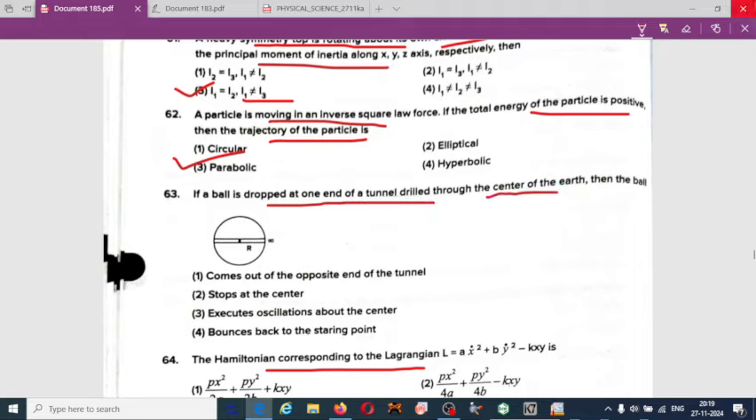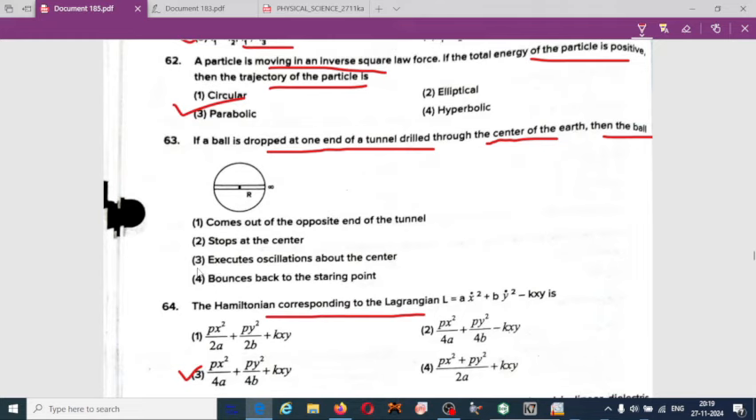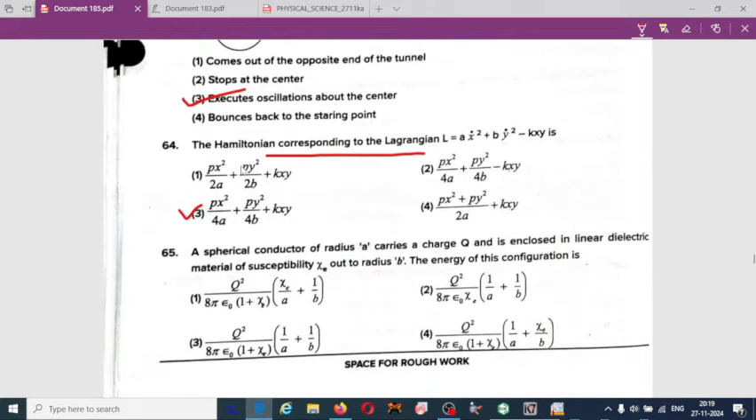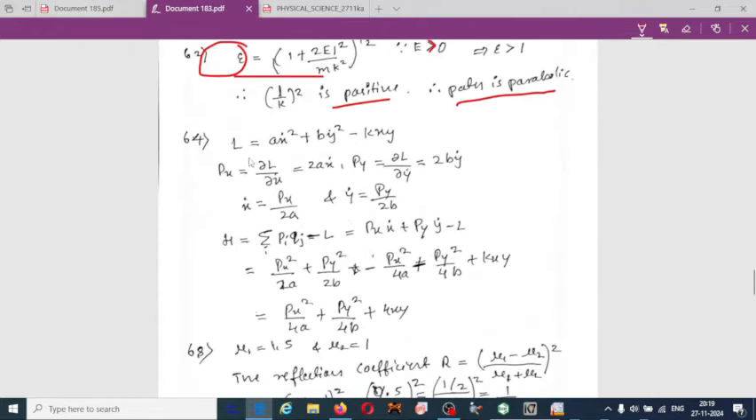If a ball is dropped at one end of a tunnel drilled through the center of the earth, then what happens to the ball? It executes oscillations about the center. Hamiltonian corresponding to the Lagrangian. Here is the solution. The given Lagrangian, and here momentum we can take as dou L by dou x dot, that is given by 2a x dot. If we take momentum along the y-axis, dou L by dou y dot is 2b y dot.